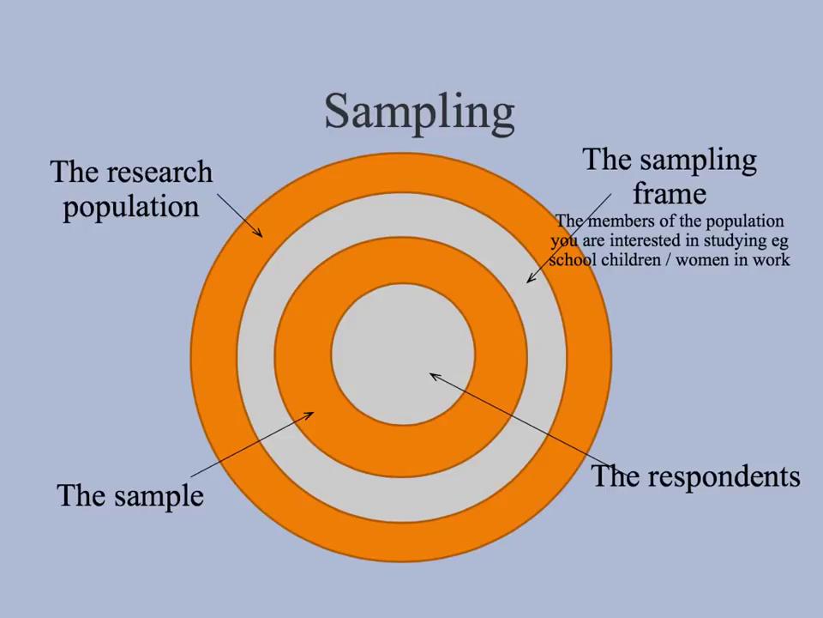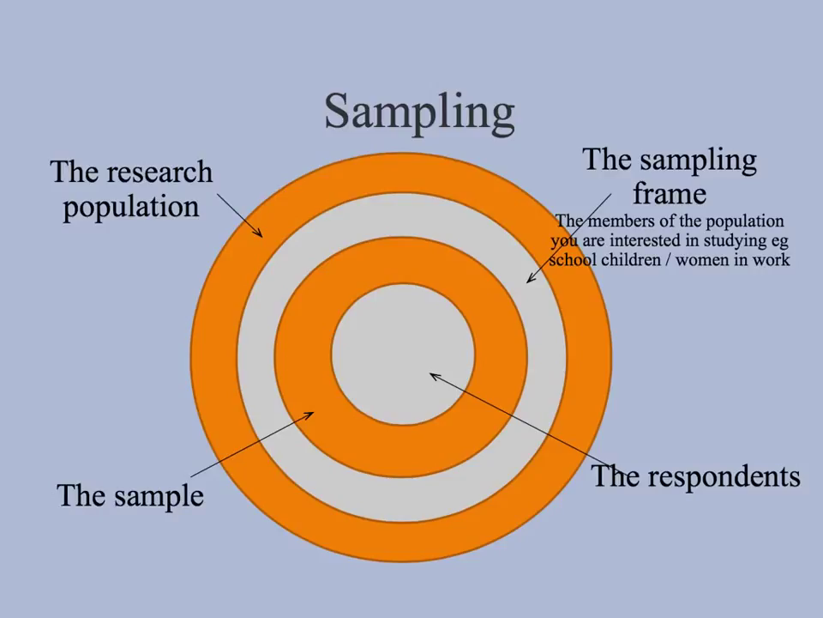Sampling is a really important part of sociological research. And again, some of the same concepts from psychology can be applied here. This sort of bullseye diagram quite accurately explains what it means to collect a sample. You will have the research population. So if you're studying education, it could be anyone involved in education in the United Kingdom. However, that's a huge number of people.